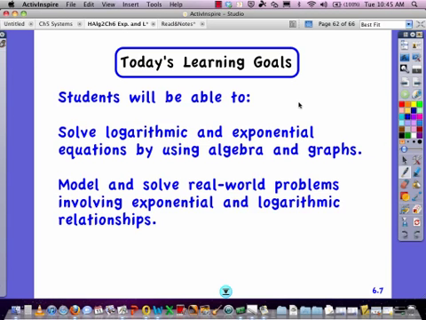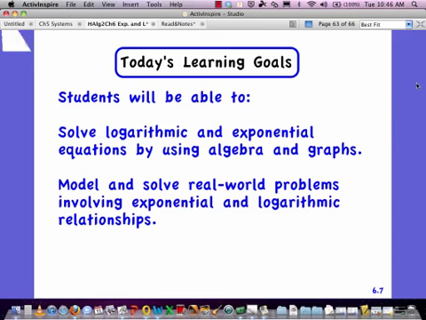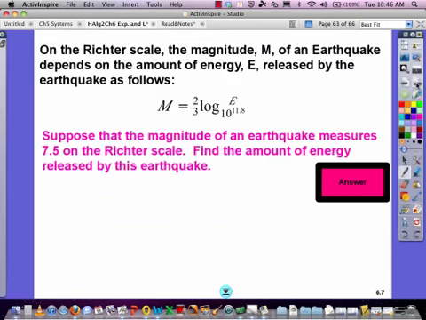Okay, our last section comes from section 6-7, solving equations and modeling. We want to be able to continue work with our logarithmic and exponential equations. Today we're going to do it algebraically and with our graph, and also continue to explore the different real-life situations where logarithm equations are used. And we're going to start with that.